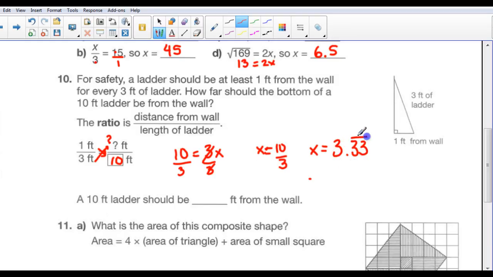3.33 repeating. So how this 10-foot ladder should be approximately 3, and decimal 33 as a fraction is 3 1/3. So 3 1/3 feet from the wall. Okay, a little about 3 foot 4 inches.